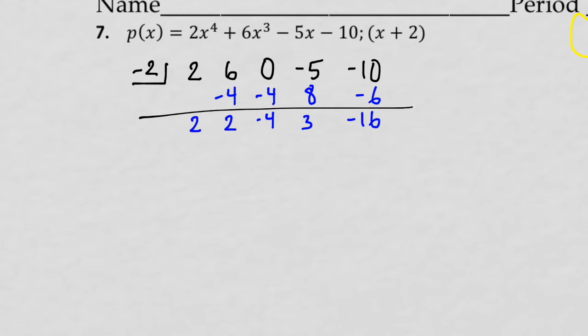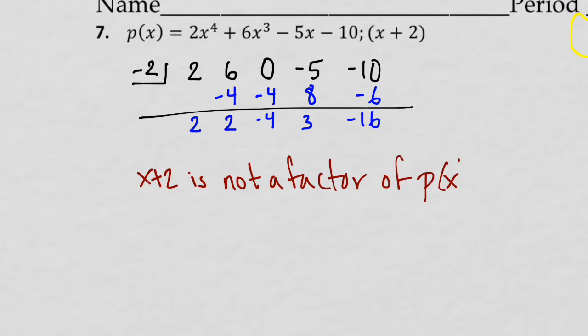So at that point, I guess you're done, because it says determine if it is a factor. If it is, keep going and find the remaining factors. If it's not, I guess you can stop. So it's not a factor. We're going to say x plus 2 is not a factor of the polynomial. I don't want to write the entire polynomial, so I'm just going to say of p of x. There you go.